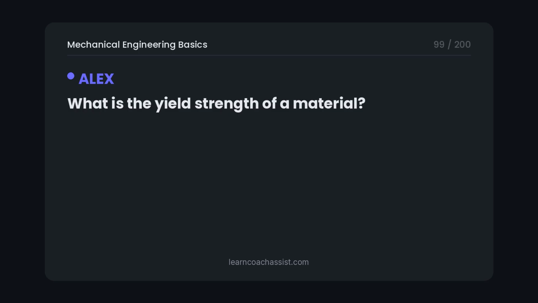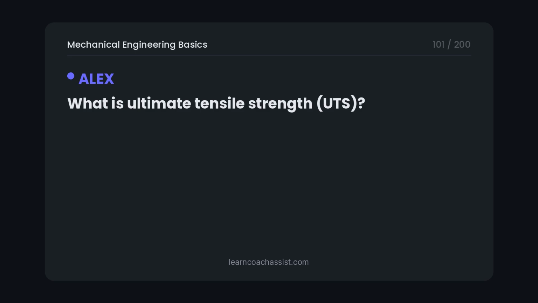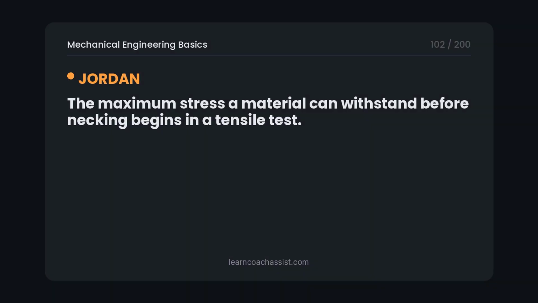What is the yield strength of a material? The stress at which a material begins to deform plastically, permanently, rather than elastically. What is ultimate tensile strength, UTS? The maximum stress a material can withstand before necking begins in a tensile test.